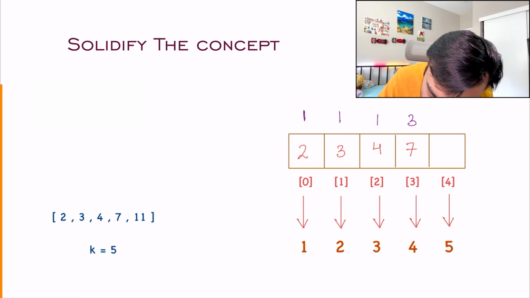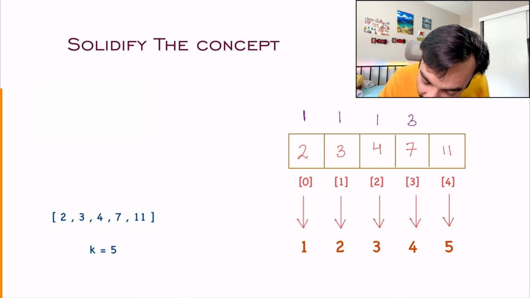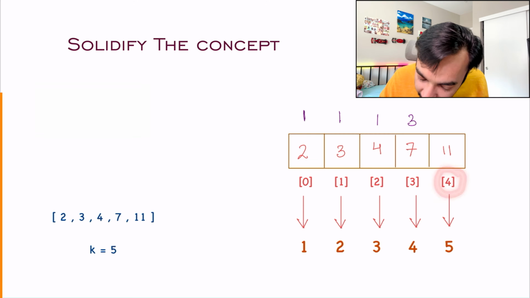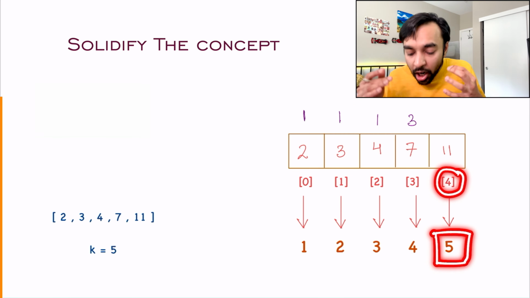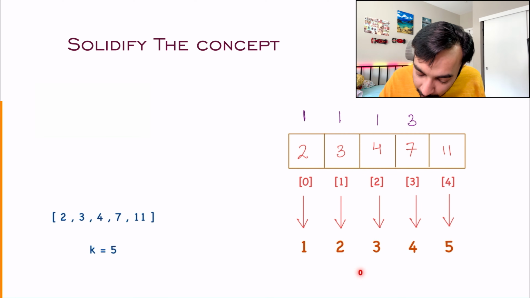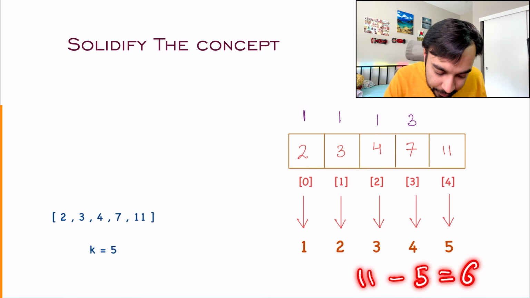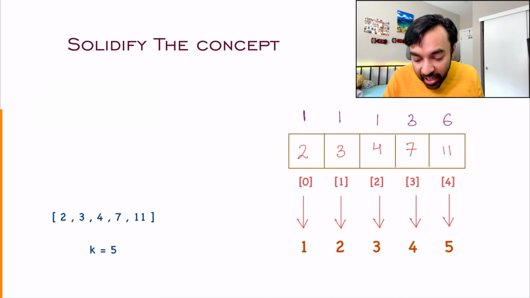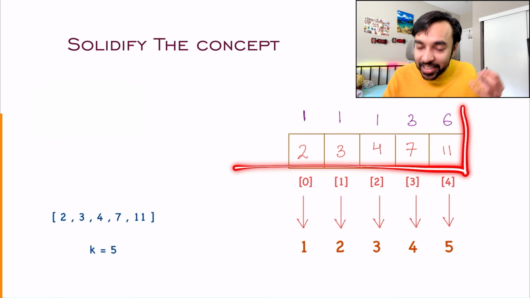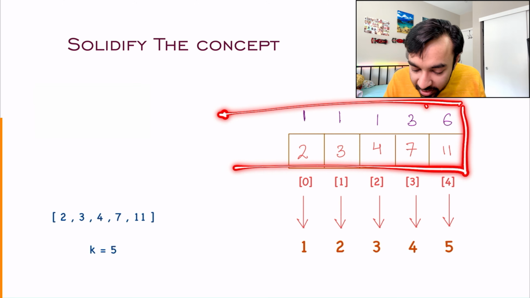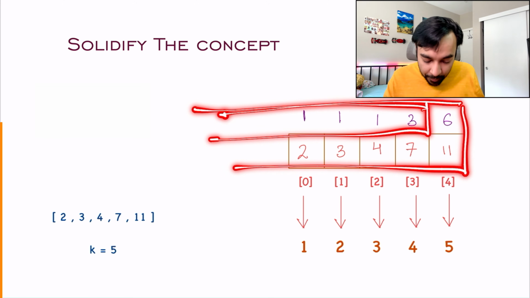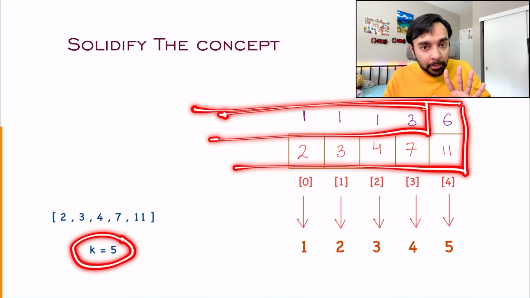The next number I have is 11. But according to this index, it should have been a 5 over here. So how many numbers have gone missing? 11 minus 5, and that is a 6. So I know that up till this location, 6 numbers have gone missing, and up till this location, 3 numbers have gone missing. I have to find out the 5th missing number.